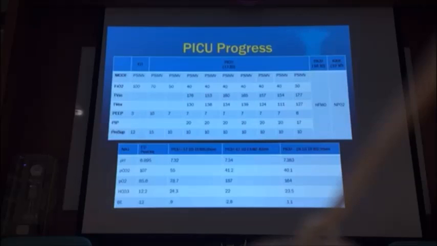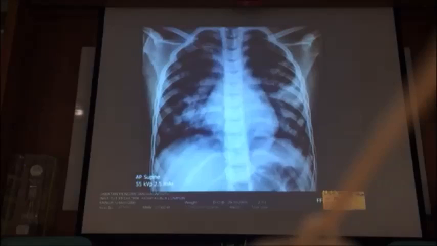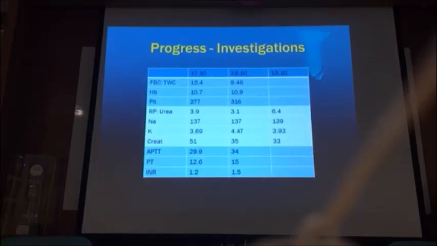What was the potassium? Potassium was actually normal, usually 3.7, but subsequently 4.4 the subsequent day.